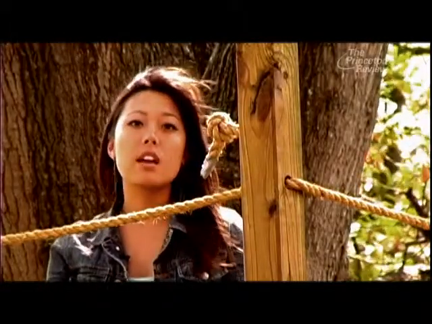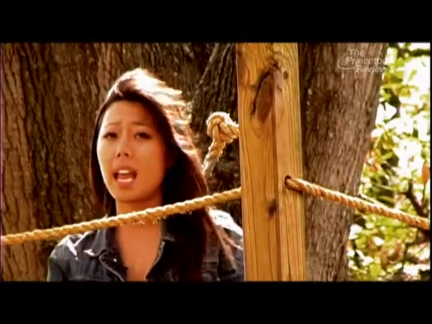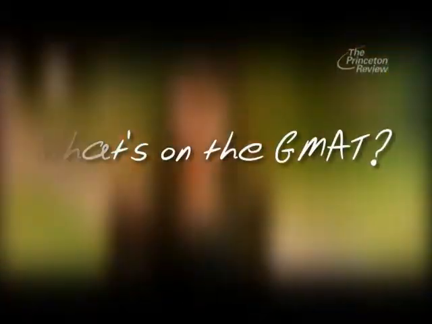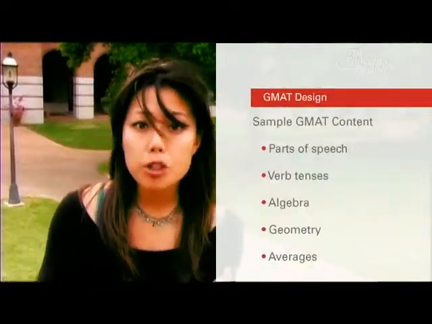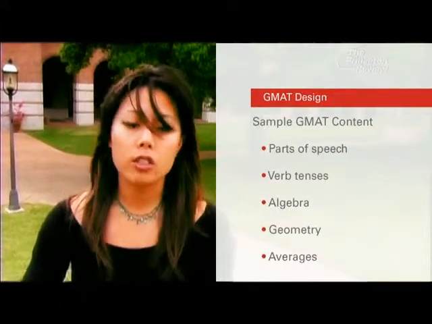Well, all psychometric tests are based upon the granddaddy of all reasoning tests, which is the intelligence quotient, or the IQ test. Psychometric tests measure you or test you on very basic concepts, but ask them in a very weird way. So, for instance, on the GMAT, the types of concepts that you'll see are going to be parts of speech, verb tenses, algebra, geometry, averages, to name some. Now, it's been a while, right?